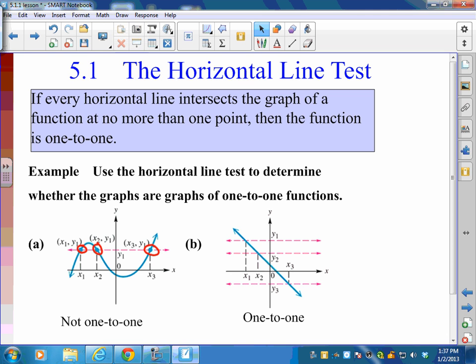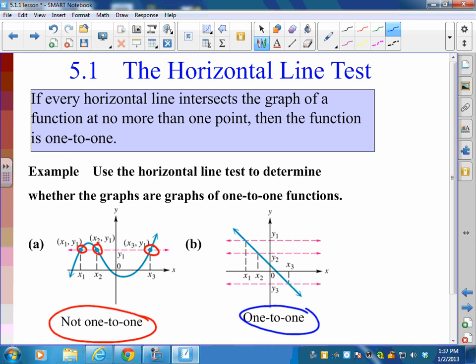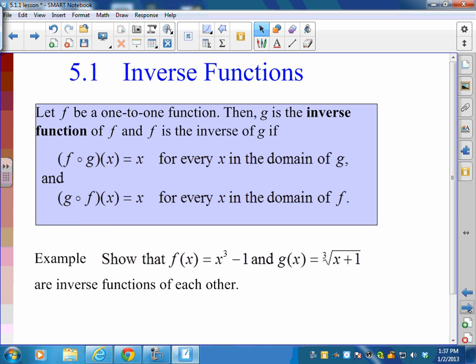Okay, the first function here has this up and down motion in it. It has 3 same values of y for different values of x, so that makes it not a one-to-one function. The other side here is a straight line. The B side is a one-to-one function: just a straight line going down with a negative slope, and for every x value there's a unique y value.